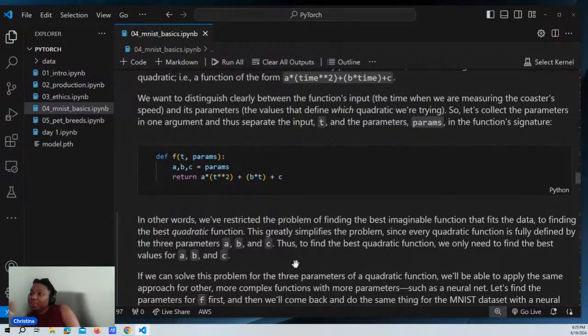In other words, they find the best quadratic function, not the best function imaginable, which limits all of the different types of functions we put in. Great plan.